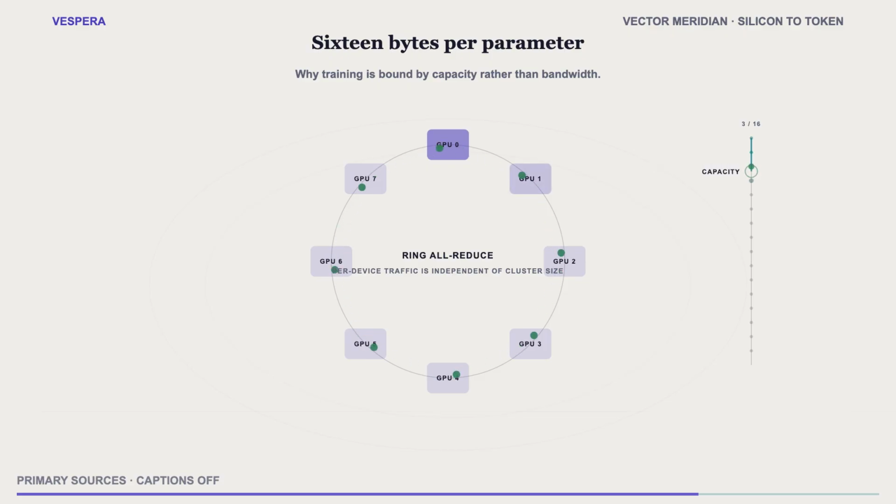But you trade one constraint for another because training's binding limit is capacity. Consider what must be in memory to train per parameter. The weight itself in half precision, 2 bytes. Its gradient, 2 more. But you cannot update weights in half precision. The updates are tiny relative to the weights and would vanish in rounding. So you keep a full precision master copy, 4 bytes. And the optimizer, if it is Adam, keeps 2 running statistics per parameter in full precision, 8 more. 2 plus 2 plus 4 plus 8, 16 bytes per parameter before a single activation.